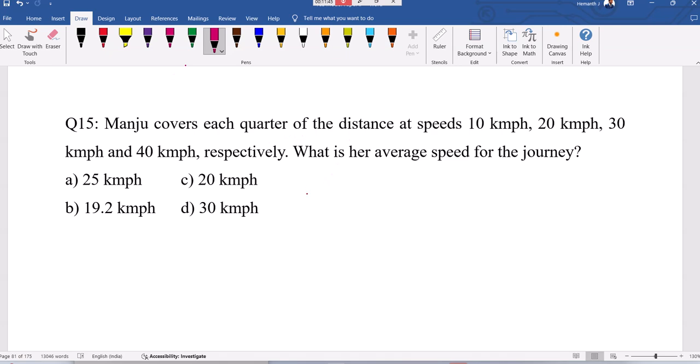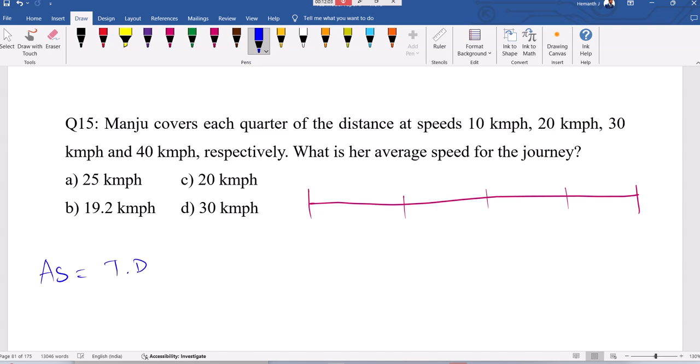Here, total distance each quarter. If the distance is the same, then only that formula is applicable: 2xy by x plus y or 3abc upon ab plus bc plus ca. But here four parts are there. The first part is with 10 speed, the second one with 20 speed, like that. Average speed is simple: total distance traveled divided by total time.